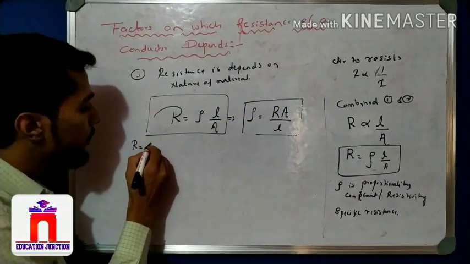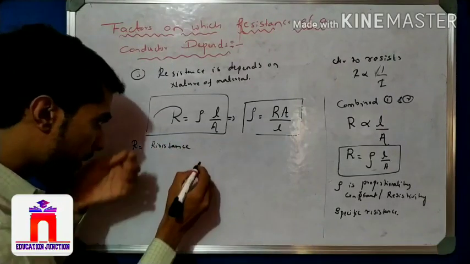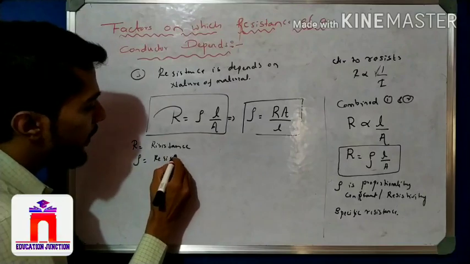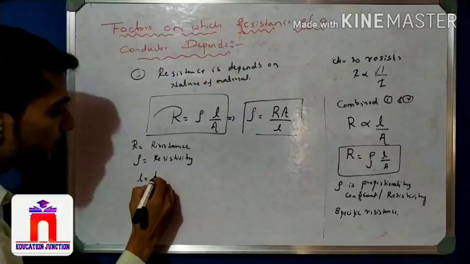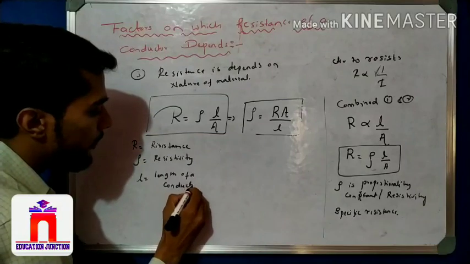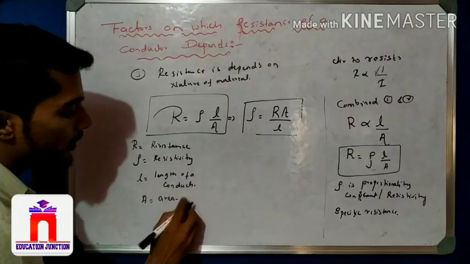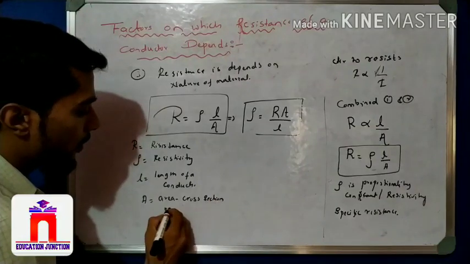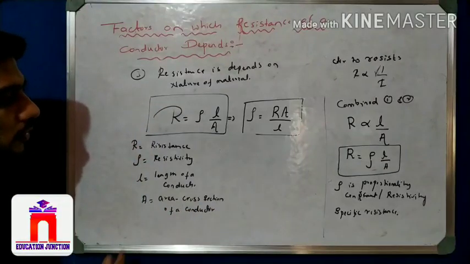R is a resistance. Rho is a resistivity. L is the length of a conductor, and A is the area of cross section of a conductor. These are all the terms.